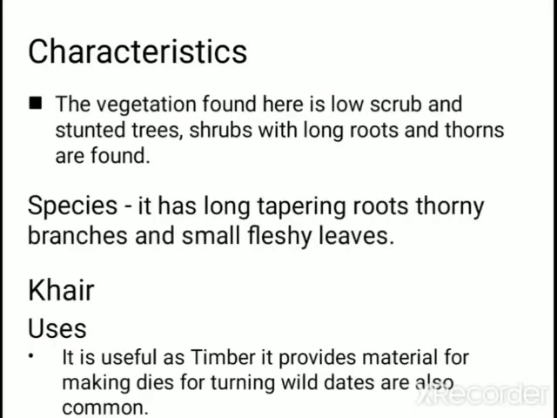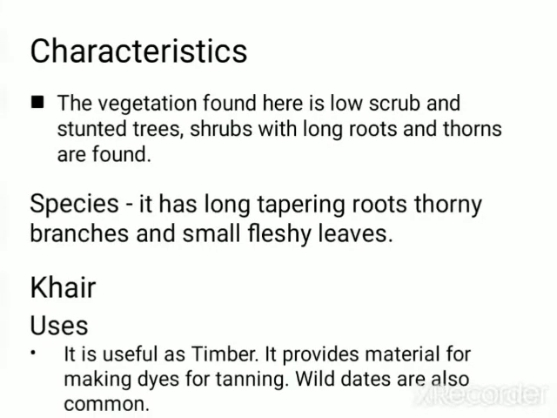Characteristics: the vegetation found here is low scrub and stunted trees. Shrubs with long roots and thorns are found. The species have long tapering roots, thorny branches and small fleshy leaves. The most common tree found in this type of vegetation is kair. It is very useful as timber. It provides material for making dyes for tanning. Wild dates are also very common in this type of vegetation.